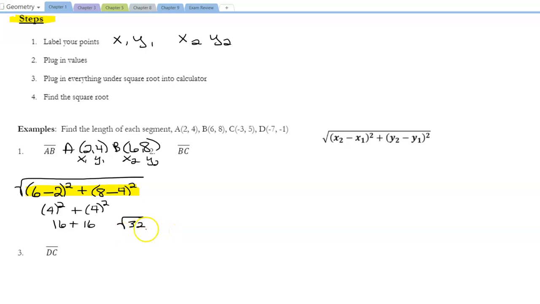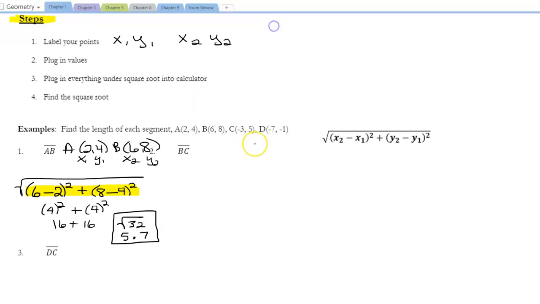You can keep your answer like that, or you can type it in and find the square root, and it's 5.65, so 5.7. Either of those answers works. If you have access to a calculator, it's a little faster, but if you don't, you're still able to do it. You just have a couple more steps to do. Okay, let's look at this next one.